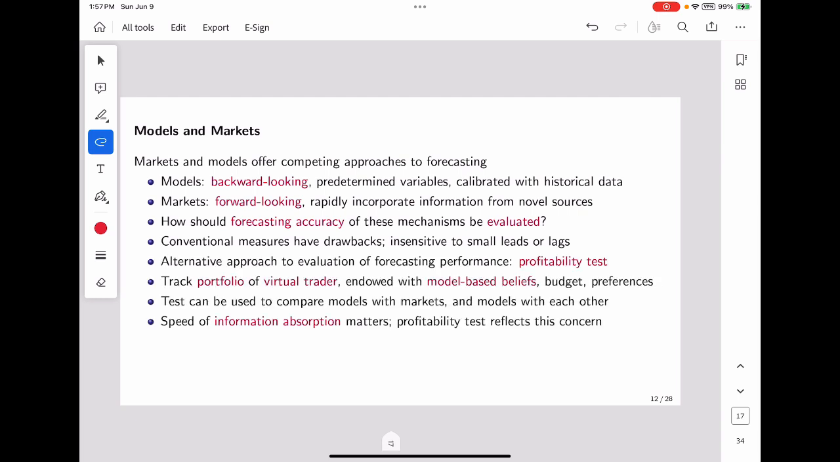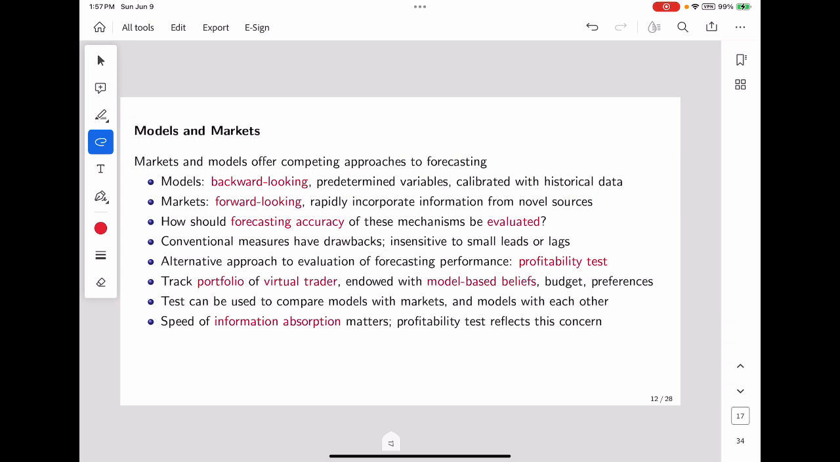So based on this idea, I'm going to introduce something called a profitability test, which is based on a portfolio of a virtual trader that is endowed with model-based beliefs and some budget and some preferences or tolerance for risk. So the basic idea is the following.